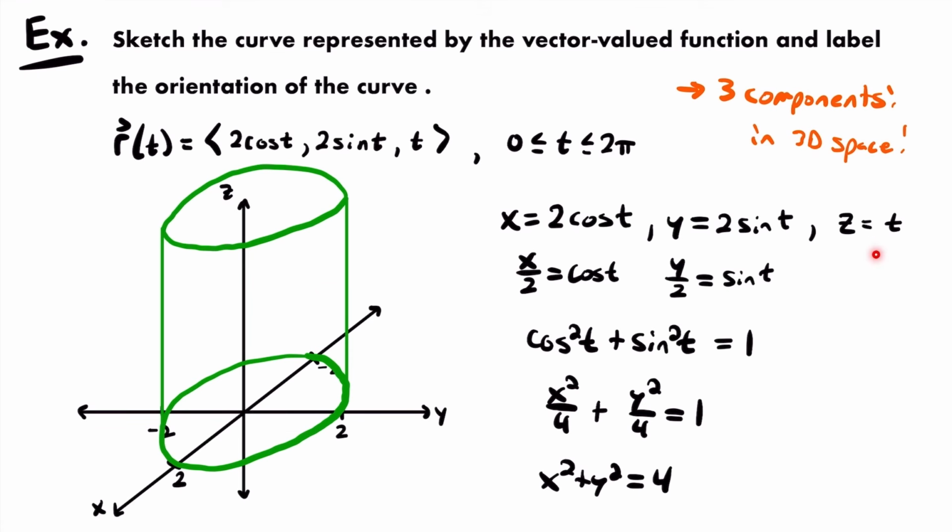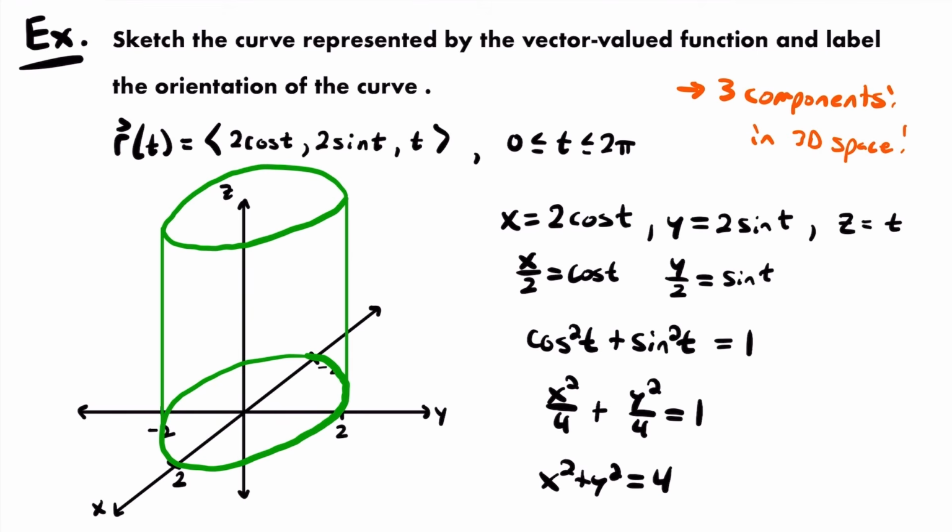Because if z was just equal to some constant value, let's say z was equal to 0, well, we would just have a curve in the xy plane, right? We would never go above the xy plane. Our space curve would just be the trace of this circle in the xy plane. Or if it was a constant other than 0, we would just have a circle within the cylinder at that value of z.